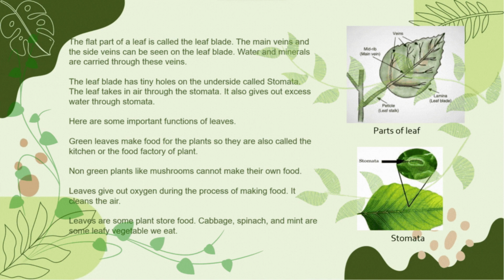Here are some important functions of leaves. Green leaves make food for the plants, so they are also called the kitchen or the food factory of the plant. Non-green plants like mushrooms cannot make their own food. Leaves give out oxygen during the process of making food. It cleans the air. In some plants, leaves store food. Cabbage, spinach, and mint are some leafy vegetables we eat.